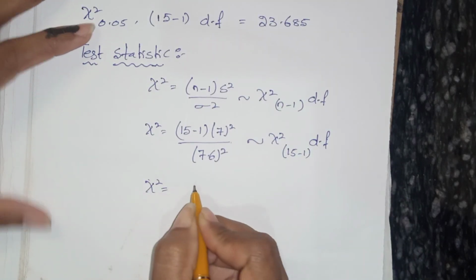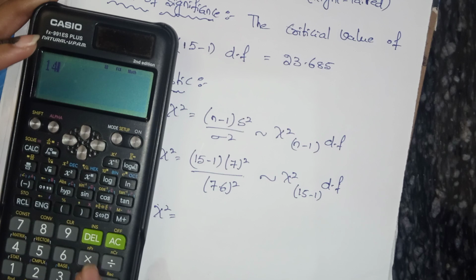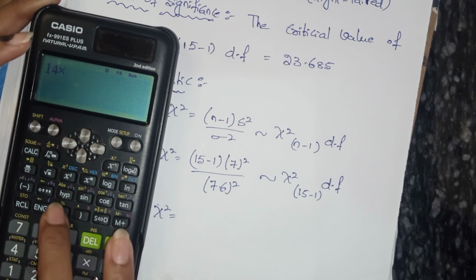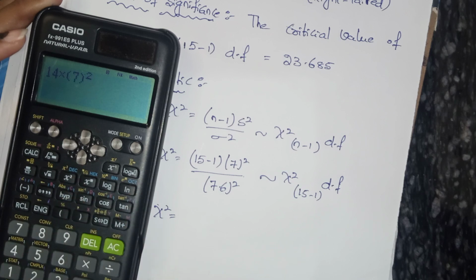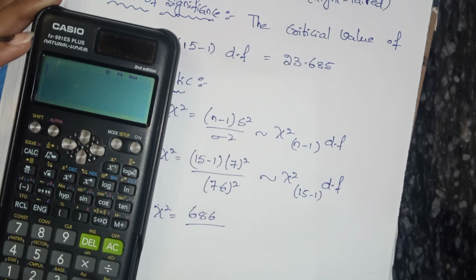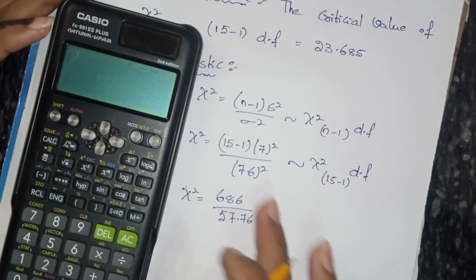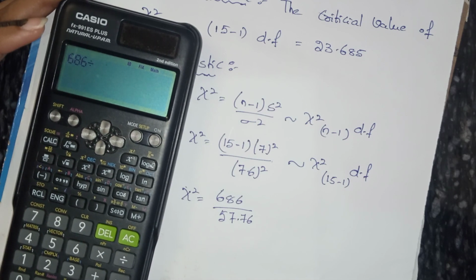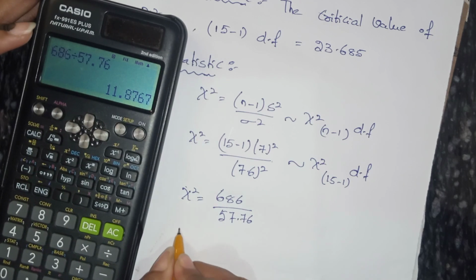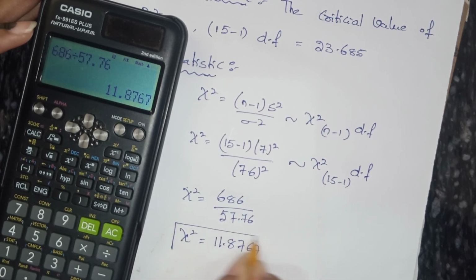Chi-square equals, let's see the value. 15 minus 1 is 14, into 7 square, that equals 686, divided by 7.6 whole square, which is 57.76. So 686 divided by 57.76 gives chi-square equals 11.8767. This is the chi-square value.